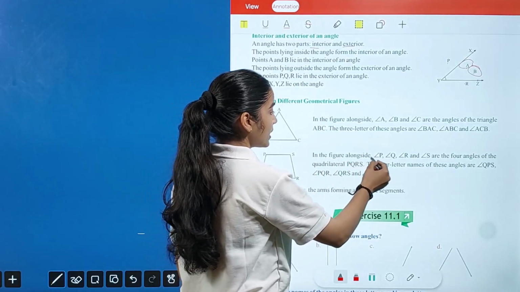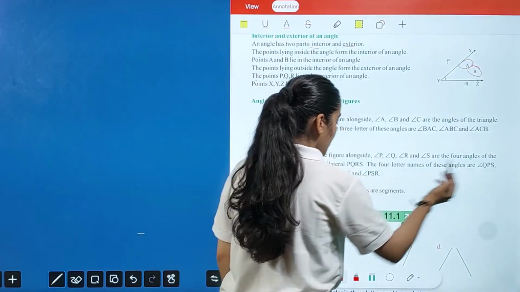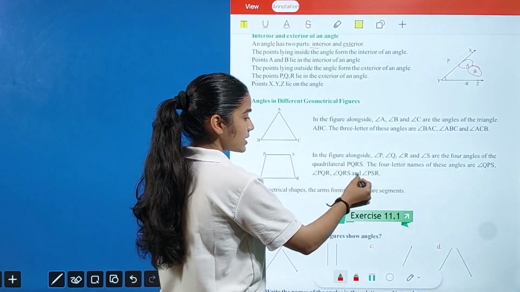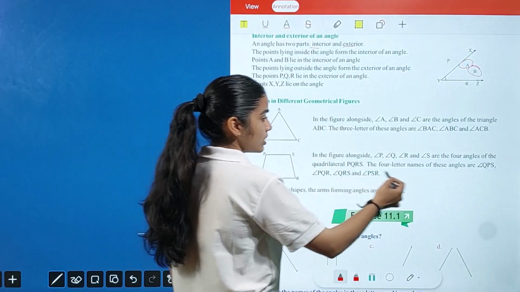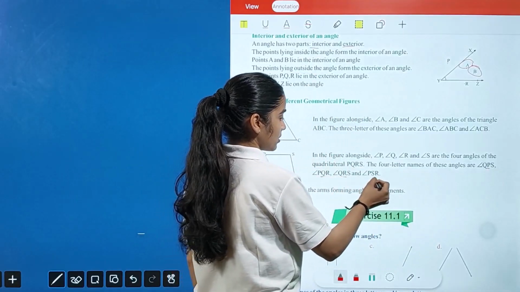In the figure alongside, angle P, Q, R, S, the same process we have to repeat here. QPS, PQR, QRS, angle PSR. So each angle should lie between these, right?